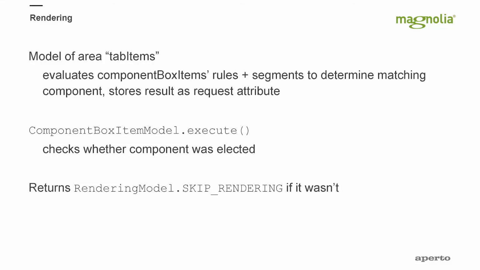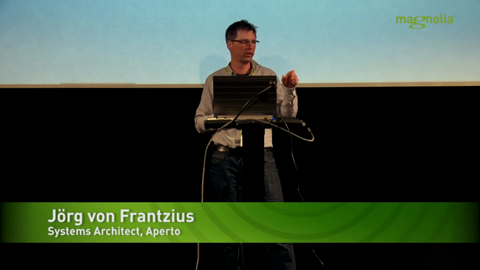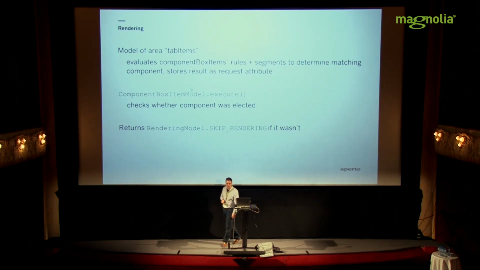And the rendering side of things isn't complicated at all. So we've got a model for the area that contains the targeted components, and that one determines which one is the matching component. And I must say, it was easy to implement because the personalization foundation, if you wish, of Magnolia is so well designed. And then within the component box items, we've got to decide, does it get rendered or not? So we check it, and if not, we just return skip rendering so that the component is not rendered if it's not the one that was elected by the parent area. Okay.